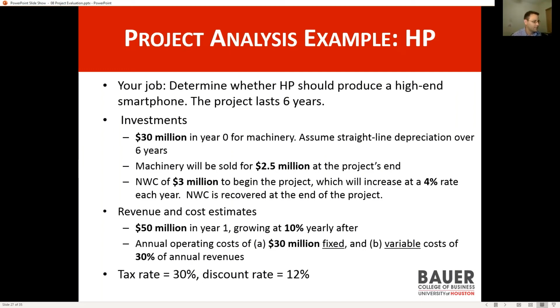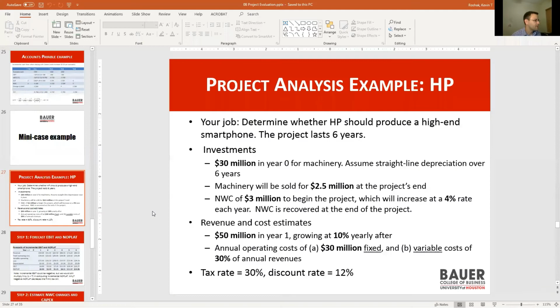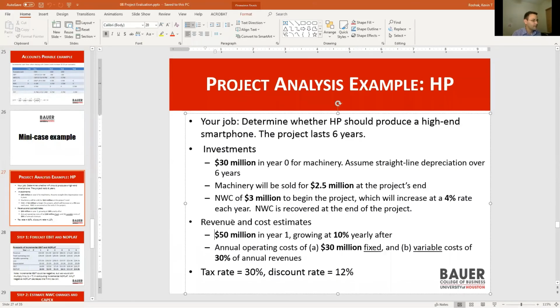So that's everything here. We have a tax rate of 30 and a discount rate of 12. We're just going to walk through the free cash flow equation. We're going to set it up in Excel, have Excel do the work for us. But again, as long as we take it piece by piece, we can handle it. Before I forget, write revenues of 50 million in year 1.